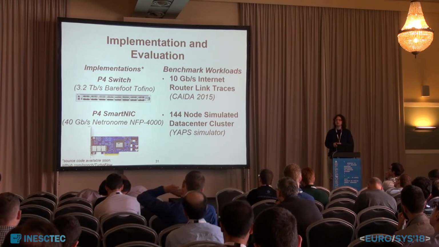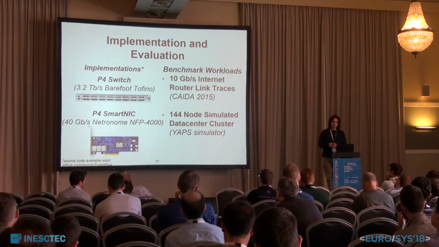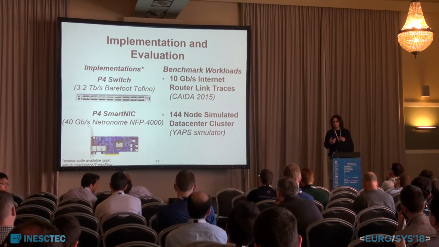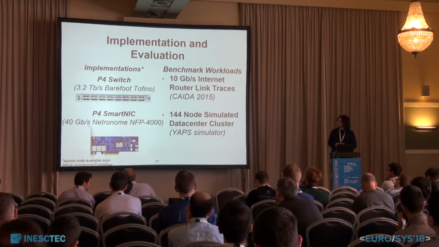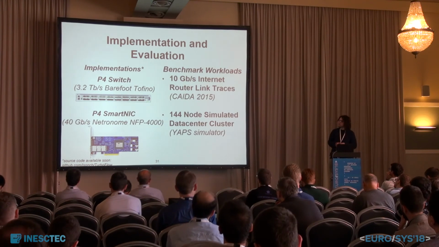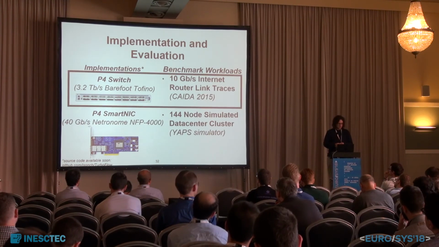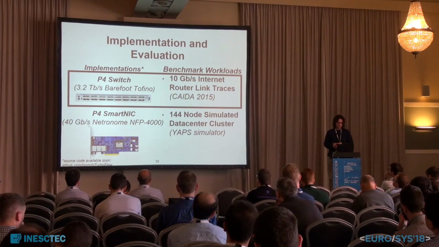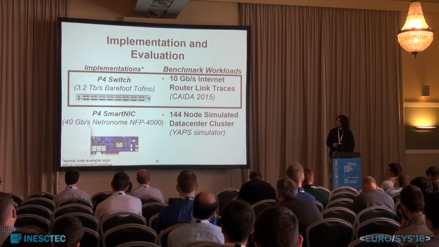And second, we have an implementation for a Netronome P4 SmartNIC. This architecture more resembles traditional network processors. We evaluated these implementations with traces from 10 gigabit internet links from CAIDA and a simulated data center cluster trace. I'm just going to talk for a moment about some of the high-level results from the P4 switch implementation with the 10 gigabit router link traces.